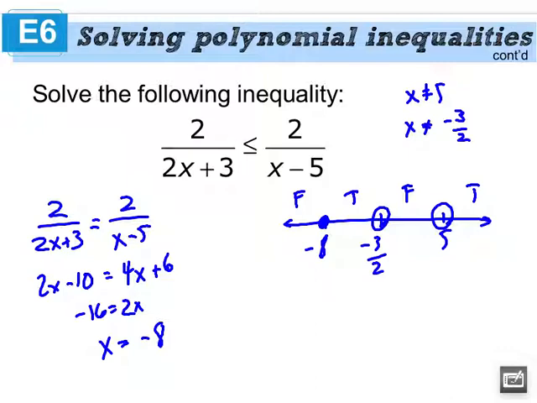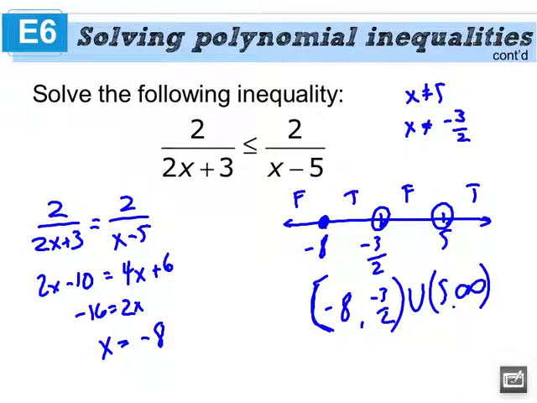Okay, so I want the true regions. What is this in interval notation? Sam M., not Sam R. Negative 8 to negative 3/2, and it's a bracket, and then a parentheses. And then 5 to infinity, and then a parentheses. Good. This is a bracket. This is my fault, not his. Okay, well done.